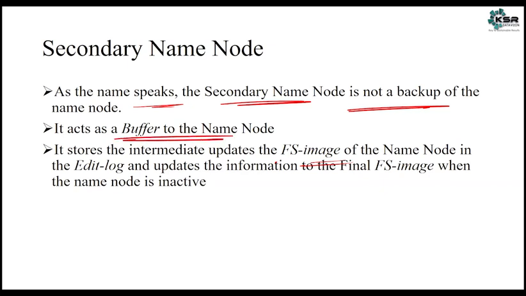In each of the data nodes, from where to where the data was stored, that metadata, until where I have completed, that information, everything I will have to go and keep on updating to the secondary name node, right? So I will keep on storing the intermediate updates in something called FS image. FS image means file system image. You can think of it like a screenshot. Okay, I've completed till here. Okay, this is a screenshot for you.